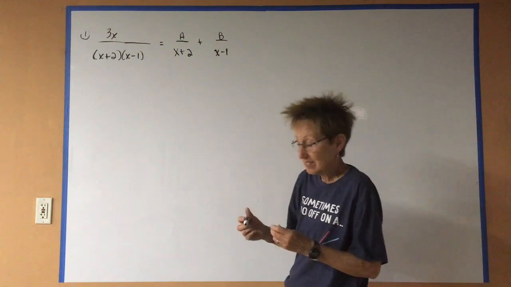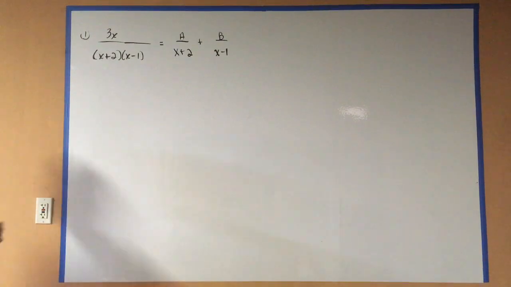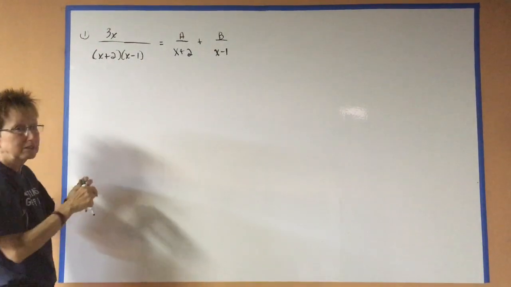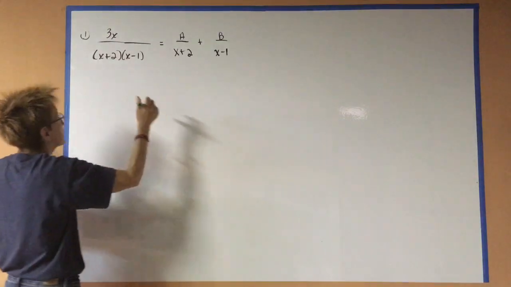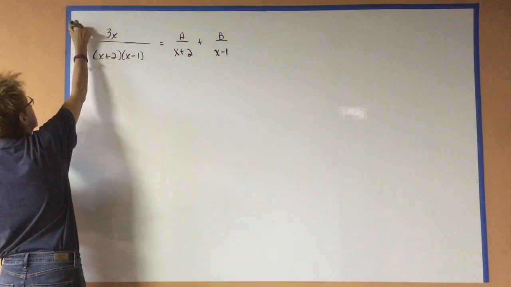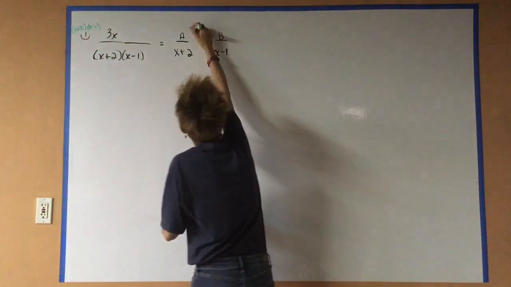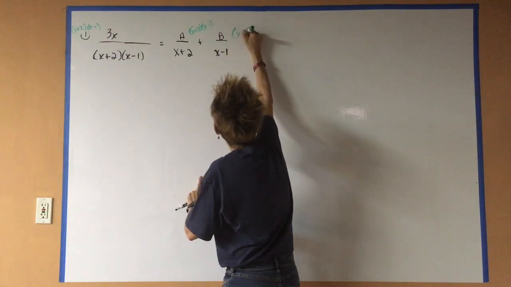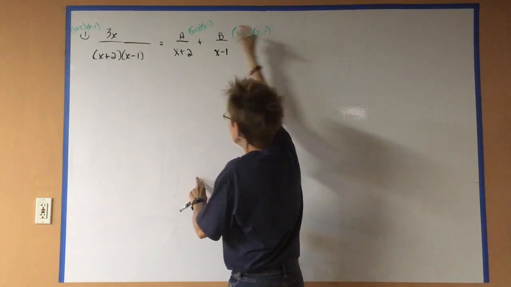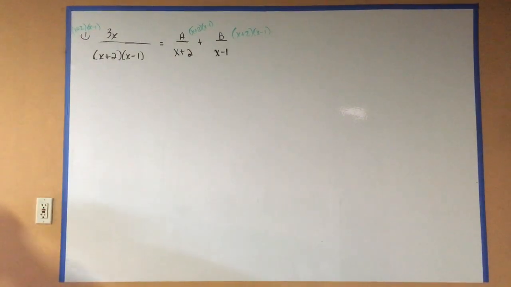Well, what is the LCD in this problem? It sure looks to me that the LCD is (x + 2)(x - 1). So I'm going to take every term, there's 1, 2, 3 terms total, times (x + 2)(x - 1). I'm going to go do this and see what I end up with.